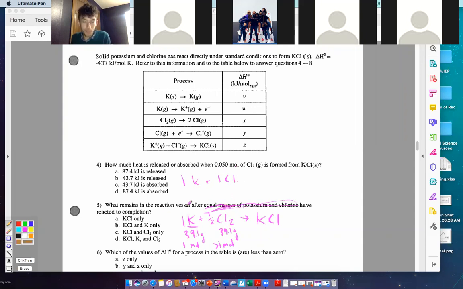So what's going to be left over after this reaction goes to completion? Well, of course, I'm going to have made some product, and then I'm going to have some chlorine left over. So the answer to number 5 is C.